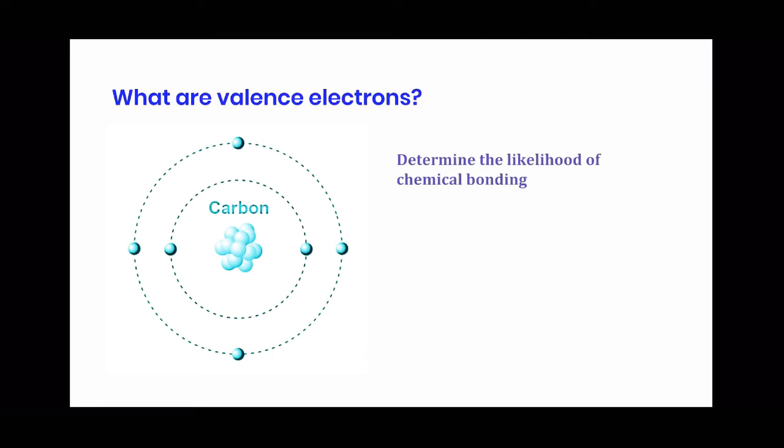And an important thing about valence electrons is that they determine the likelihood of chemical bonding, or how an element is likely to bond with other elements. So, for example, if it has a small number of valence electrons, it's likely to give its electrons to another atom to bond, or if it has a large amount of valence electrons, it's likely to get valence electrons from another atom to create a full valence electron shell, and that's how they bond.